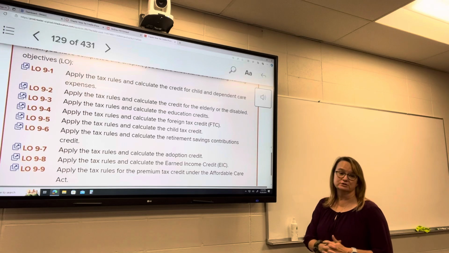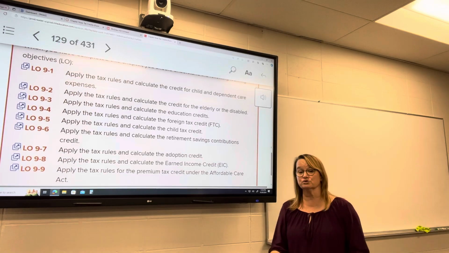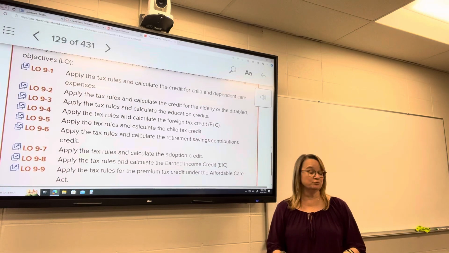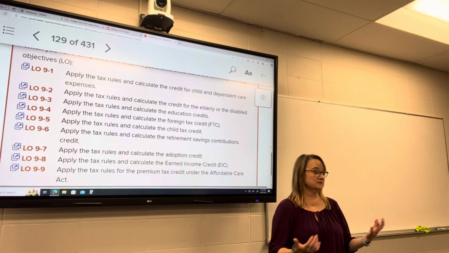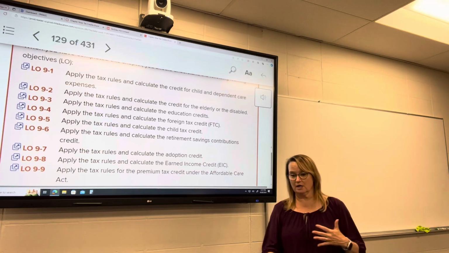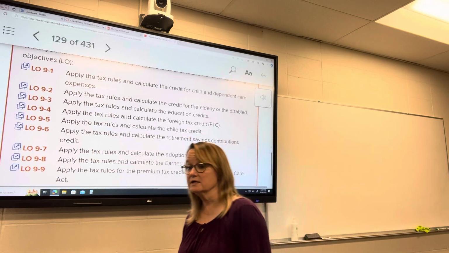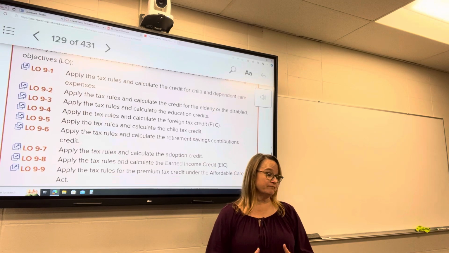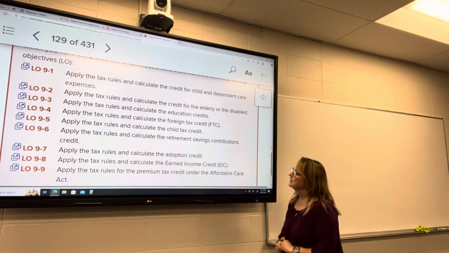Retirement savings contributions credit. There is a credit available to certain individuals as long as they meet income requirements, where if they contribute to a retirement account, they not only maybe will be able to reduce their taxable income through pre-tax deductions from their paycheck, or they get a deduction, like if they contribute to an IRA, they'll get a deduction for it. They may also be entitled to an additional credit. This is one of those rare areas where you may actually get a double benefit for the same activity. So we will look at that.